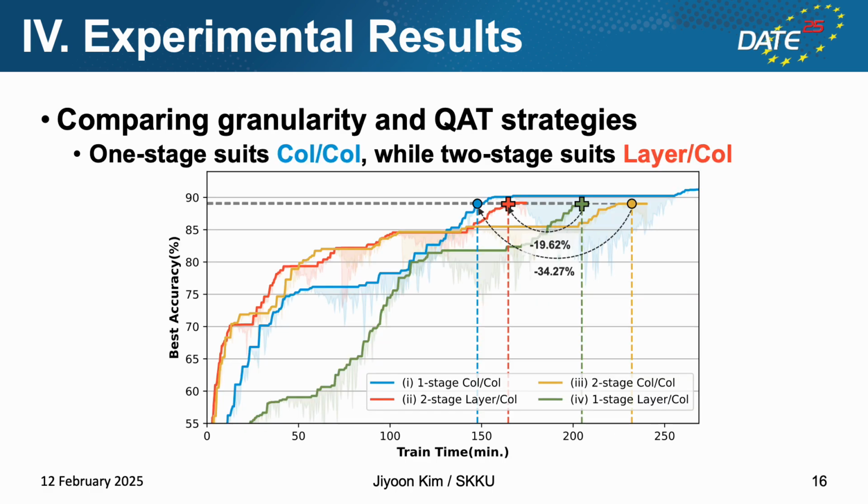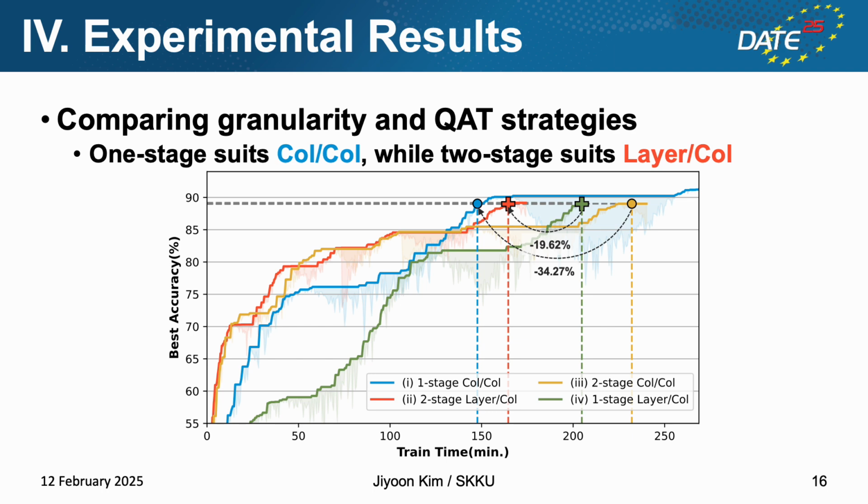Next, we analyzed 4 different QAT strategies, each incorporating a different combination of weight and partial sum quantization granularity. Specifically, we categorized these into 2 cases. In case 1 and case 3, both use column-wise weight and partial sum quantization, but one follows one-stage QAT, while the other follows two-stage QAT. Our findings indicate that when the quantization granularity is aligned at the column level, one-stage QAT outperforms the two-stage one with much less training cost.